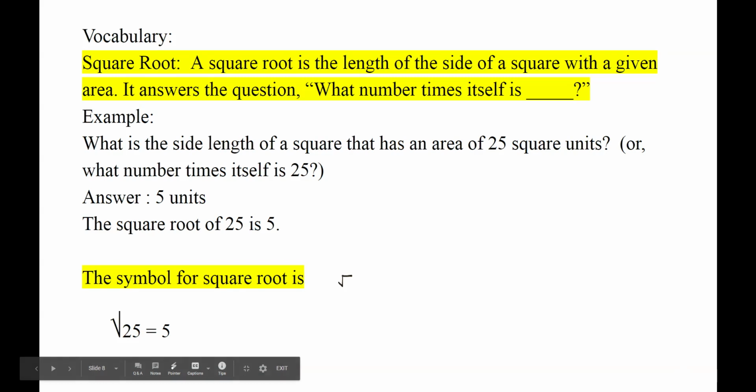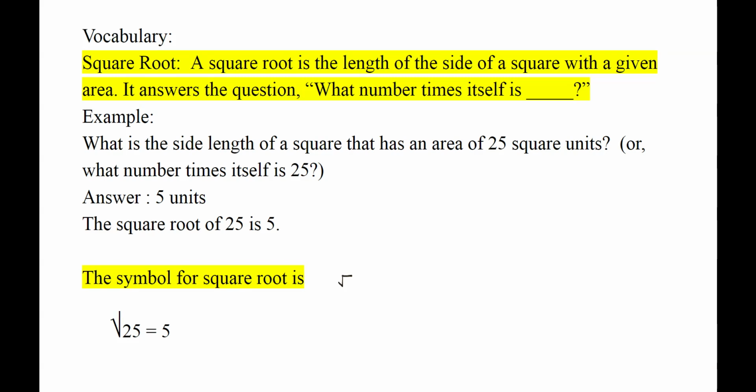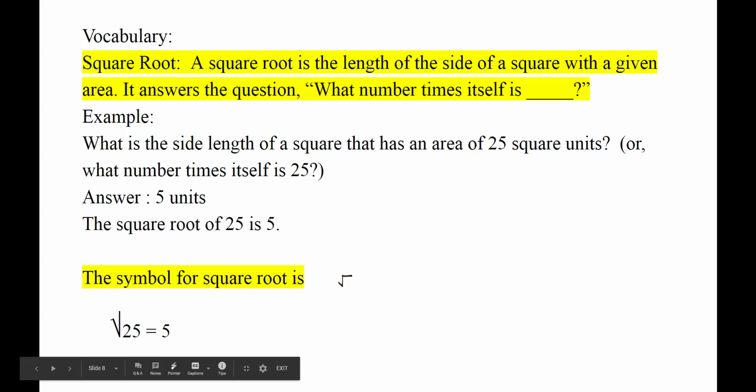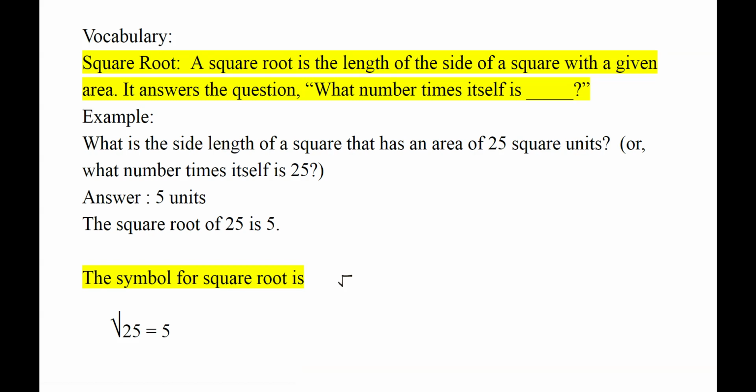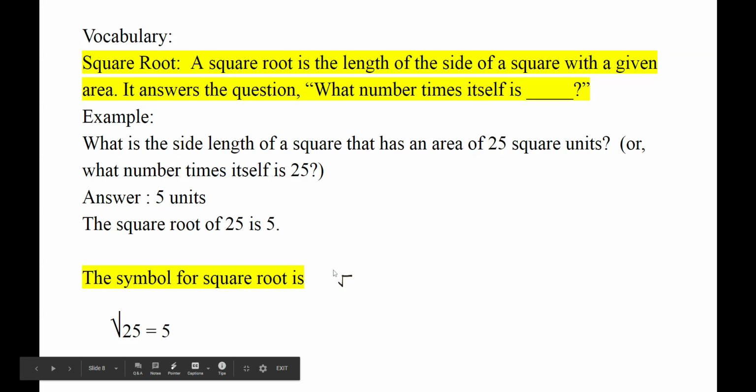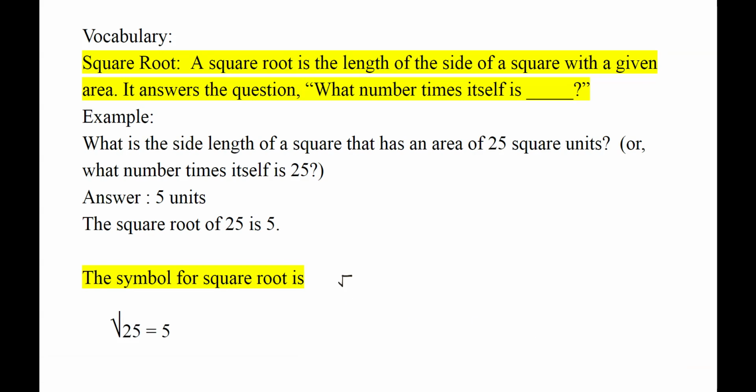A square root is the length of the side of a square with a given area. It answers the question, what number times itself is blank? For example, what is the side length of a square that has an area of 25 square units? Or what number times itself is 25? We know from our previous slide that the answer is 5 units. So the square root of 25 is 5. The symbol for square root looks like this. The square root of 25 equals 5.